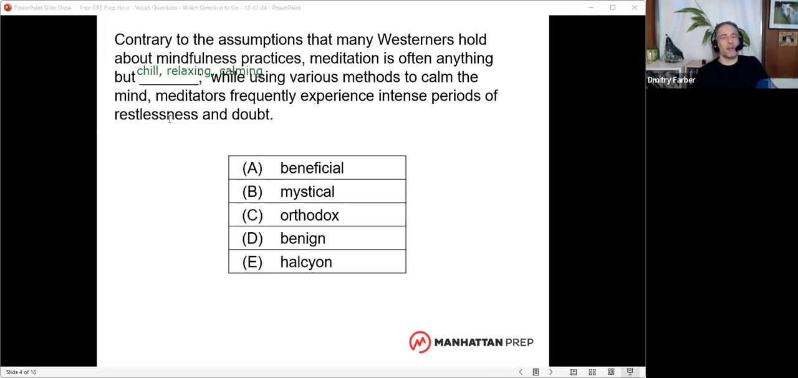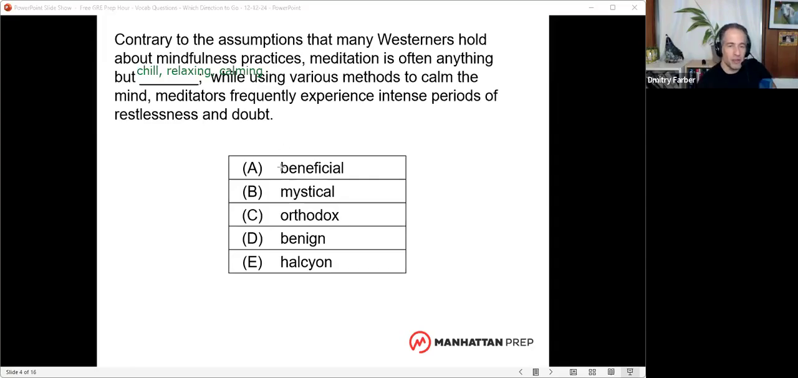So basically, they're saying, look, meditation seems really calming, and it can be. I'm sure the author isn't trying to say it never is, but often it's not. Often it has these other effects, right? And so we want something that means that. Now, if I don't know all these words, I might not feel really good about that. So what do I want to avoid? I want to avoid other words that are nice but don't mean calming, right?